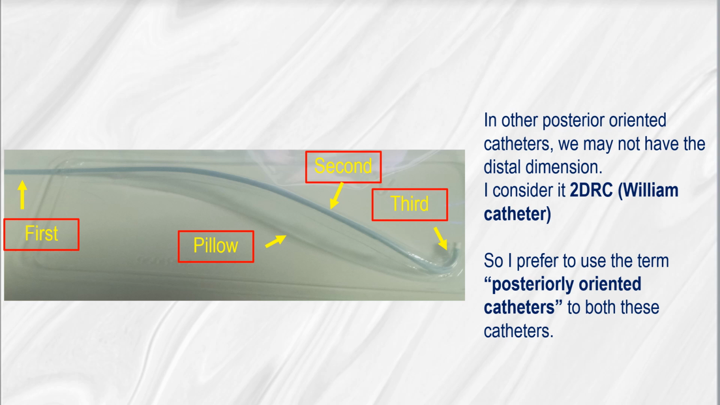In other posterior oriented catheters, we may not have the distal dimension. I consider it a 2D RC Williams catheter. So I prefer the term posterior oriented catheters for both these types.